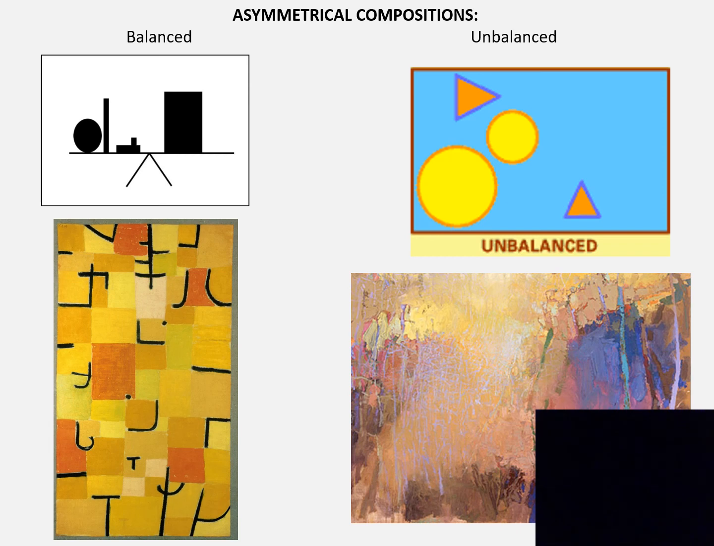So the abstract painting on the bottom left has different areas of the orange and yellow and the black lines, but they're distributed about equally on the left side as opposed to the right side. The unbalanced composition on the top right has almost all the interest on the left and not much going on the right.